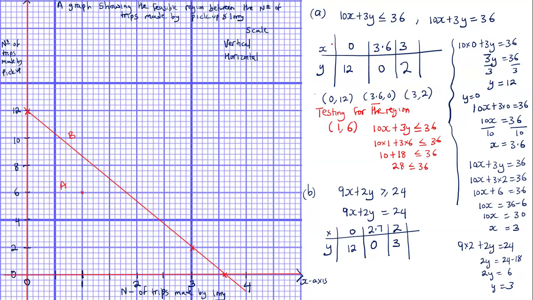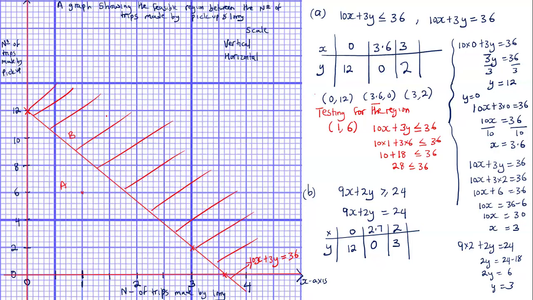Members, is it the wanted or unwanted? Put in the chat, wanted or unwanted. It is the wanted. So being the wanted region, we shall not shade it. So we are going to shade the other side like that. And then I'm going to label that this is my equation, 10x plus 3y is equal to 36.